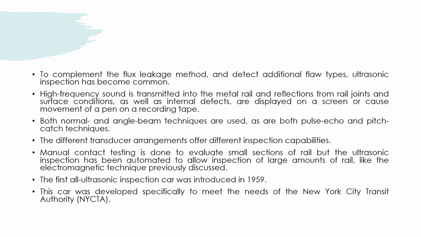Manual contact testing is done to evaluate a small section of rail, but the ultrasonic inspection has been automated to allow the inspection of a large amount of rail, like the electromagnetic techniques, which were already discussed earlier. The first all ultrasonic inspection car was introduced in the year 1959, and this car was developed specially to meet the needs of the New York City Transit Authority, NYCTA.